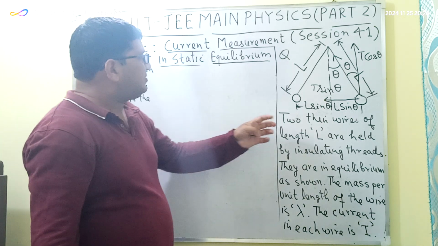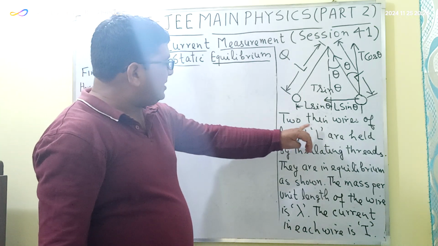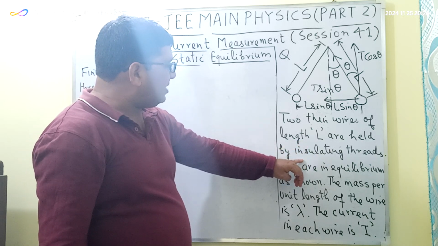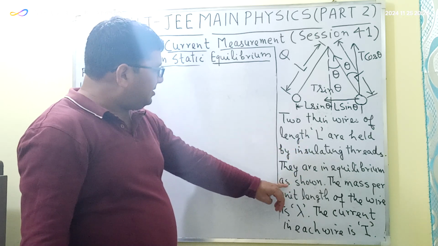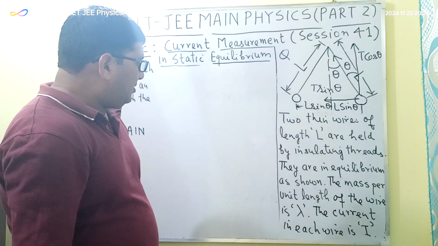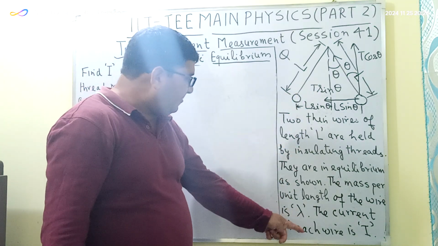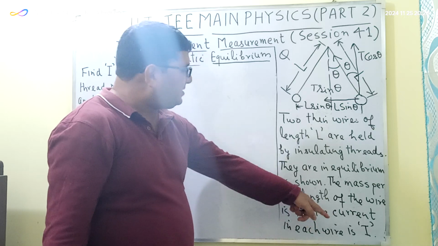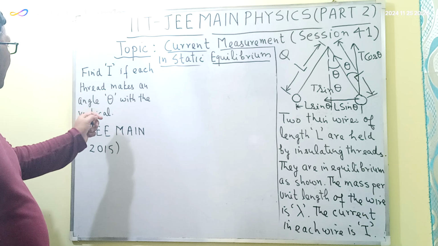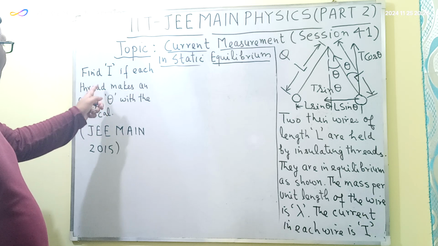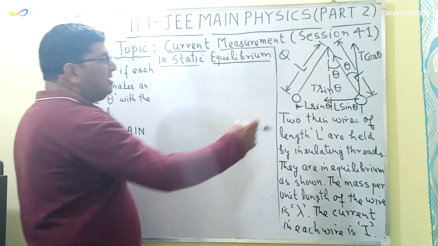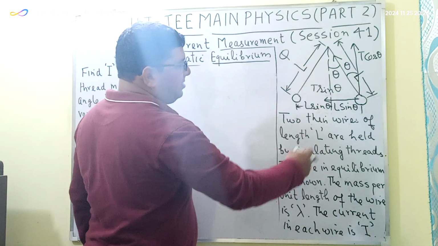So here the question is that there are two thin wires of length L, held by insulating threads. They are in static equilibrium as shown in this figure. The mass per unit length of the wire is lambda. The current in each wire is I. We have to find the value of the current in each wire if the threads are making an angle theta with the vertical. This is the figure which was provided with the question.